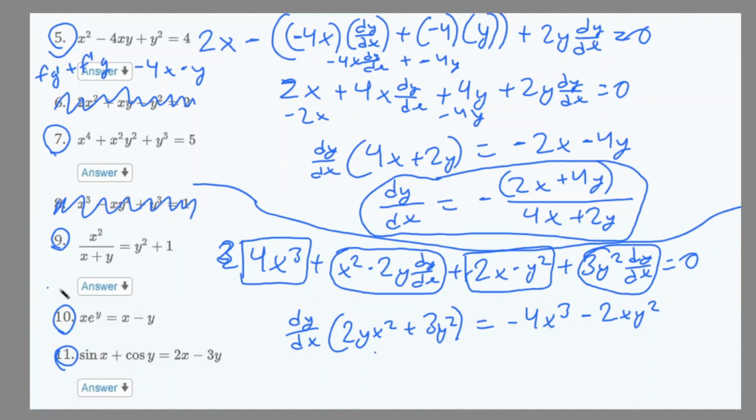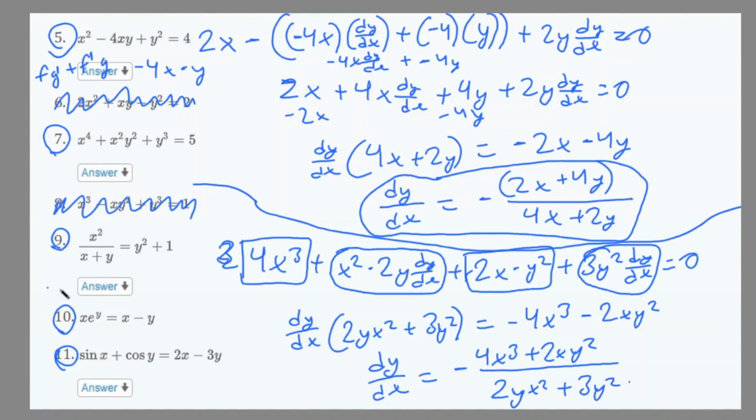And now what we're going to do is divide by 2yx squared plus 3y squared on both sides. So we do that, we're going to have dy/dx. Our final answer is going to be negative 4x cubed plus 2xy squared over 2yx squared plus 3y squared. Oh, I kind of put that in the wrong order. And that would be your final dy/dx answer.